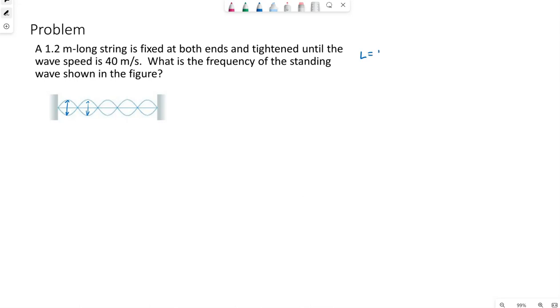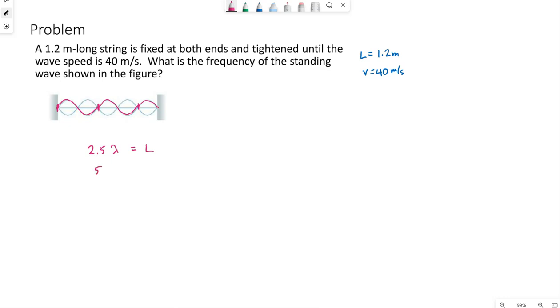Okay, we're given the length of the string and we're given the speed. With standing waves, the length of the string is always related to the wavelength. If I start at one end and trace the wave and count how many wavelengths I have, so this would be one wavelength to there, and then two wavelengths, and then half. So I'm seeing 2.5 wavelengths on this whole string that has a length L.